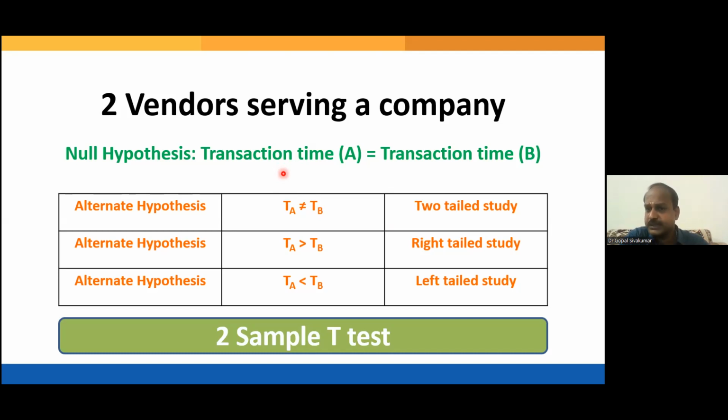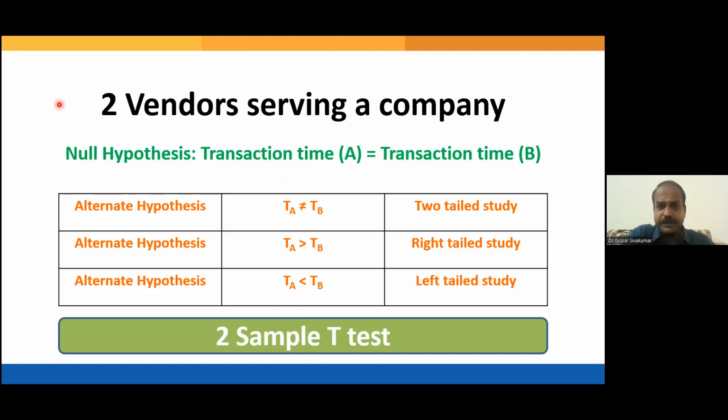Do you understand the difference between one sample T test and two sample T test? Right. One sample is compared against a standard value. But two sample T test is you are comparing two groups, right? Yes, this is called two sample T test. Let me give an example here.